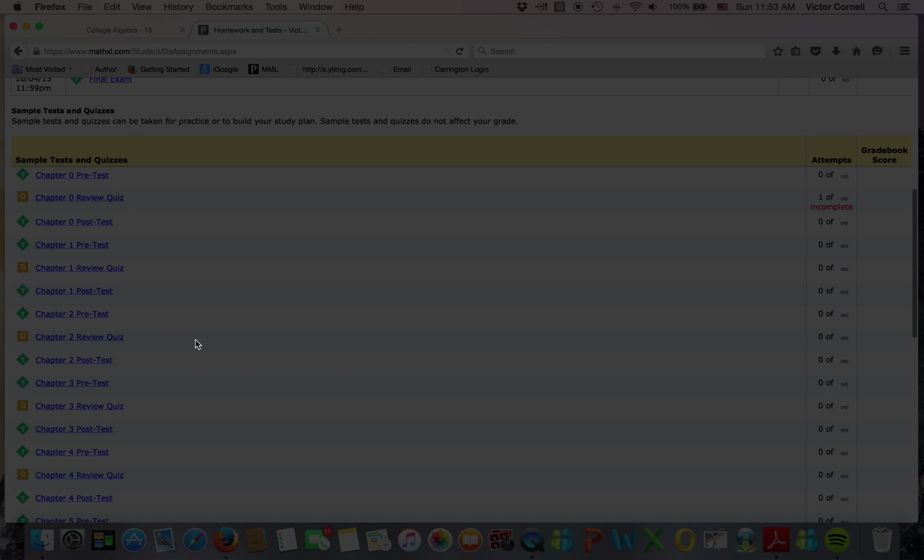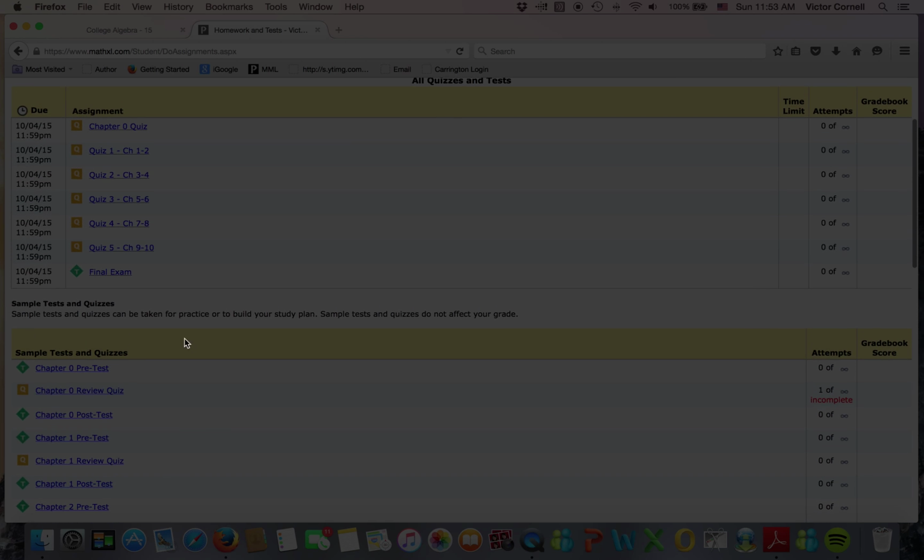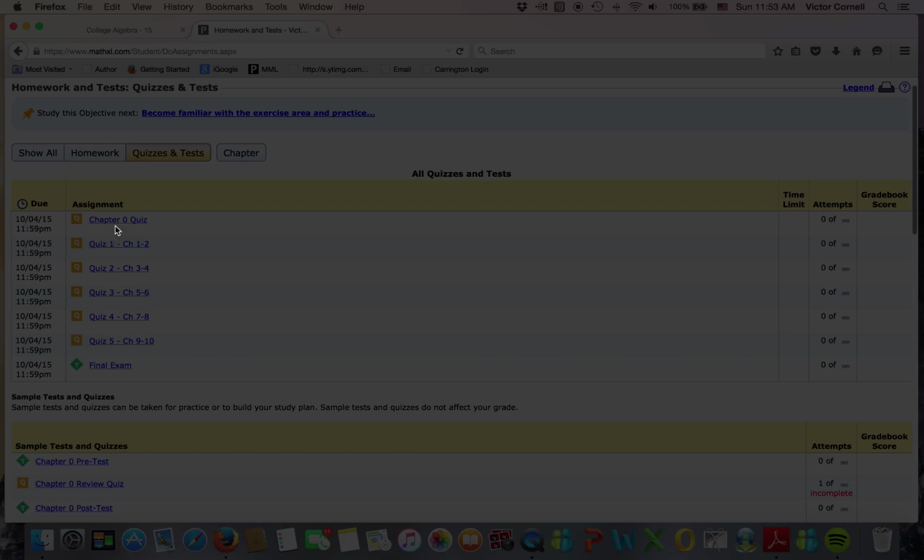This is not from Everest, all that stuff down there. Notice it says those are sample tests and quizzes. Sample tests and quizzes can be taken for practice or to build your study plan. Sample tests and quizzes do not affect your grade. So this is the stuff right here that affects your grade.